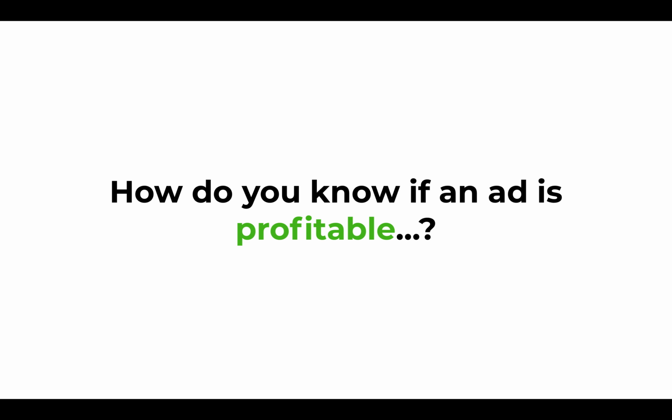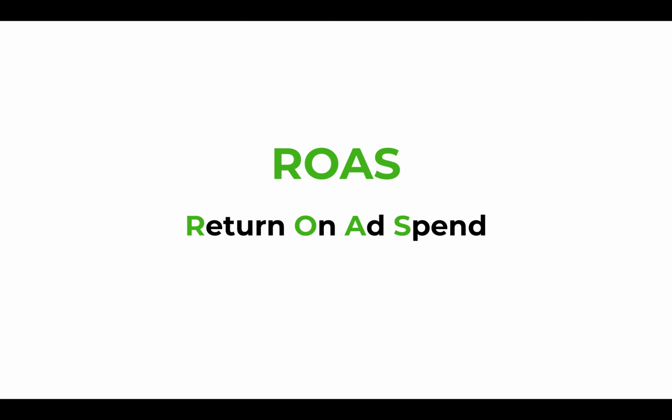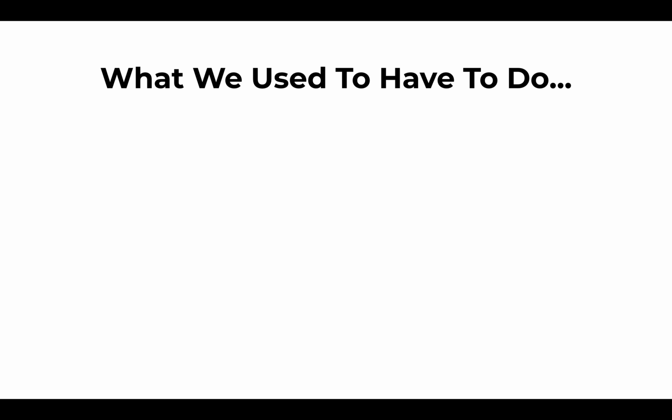The first question is, how do you know if an ad is actually profitable? Well, it starts with ROAS. And ROAS is just return on ad spend, which just means the ratio of money that we made over the ratio of money that we spent. 2x, 3x, 5x. It just tells us whether or not this ad is actually producing profit, and this is the metric we want to track and look at.